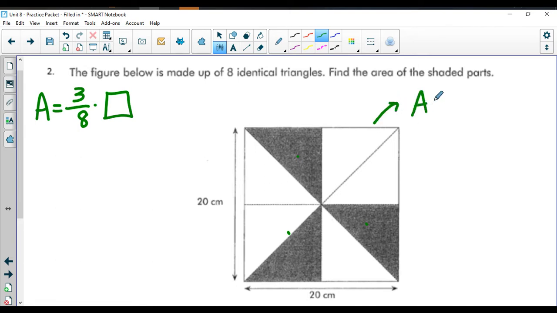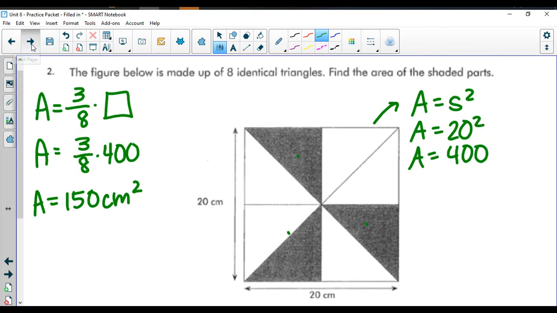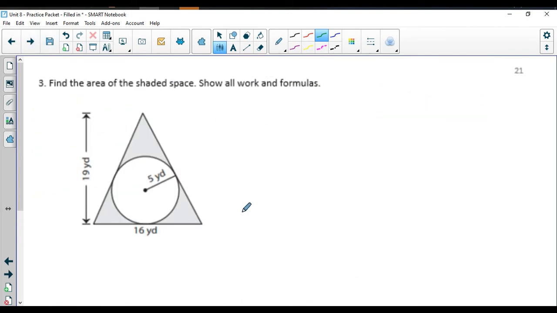So area of a square is going to be s squared, and my sides are 20, so my area is 400. So my area is 3/8 times 400, and I end up finding out that the area of the shaded parts is 150 square centimeters then. Again, there's other ways of doing this, but this is just kind of the quickest, most straightforward method for solving this one. For question 3, find the area of the shaded space.